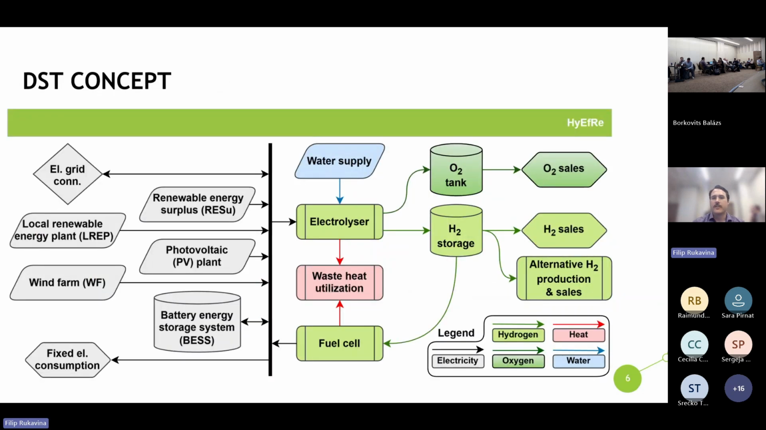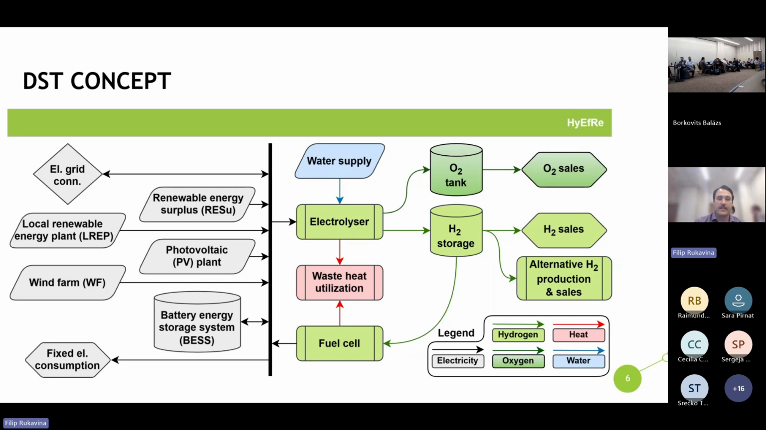So the concept of the tool. So this is let's say a diagram of technologies, components that are considered in the tool. Of course, there is connection to the electricity grid. We don't consider off-grid system, just connected to the grid. We have renewable energy surplus. As Mattia showed us, you can use the output of the hydrogen potential model. I put it here as an input.